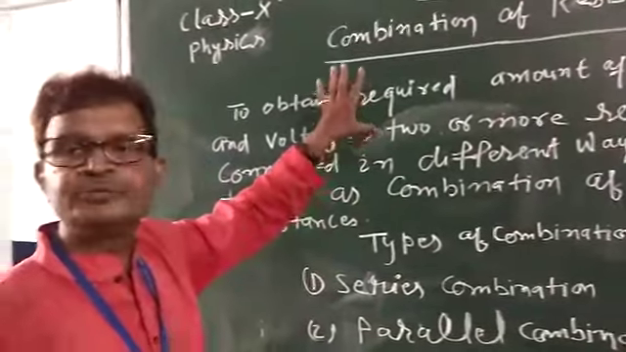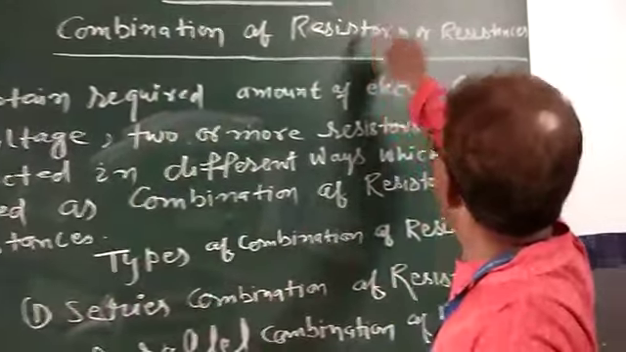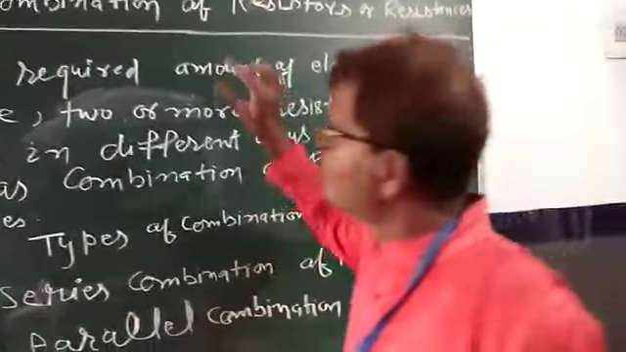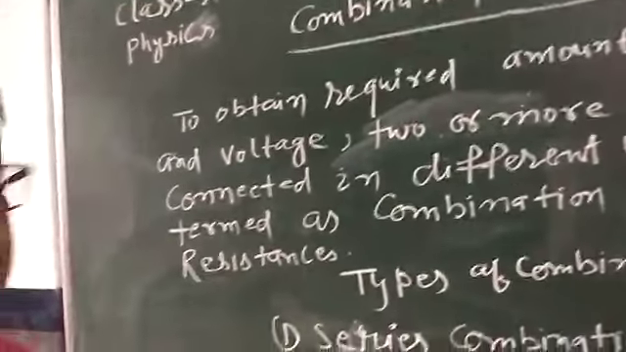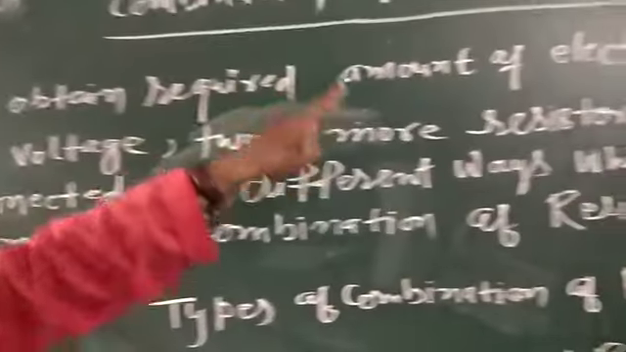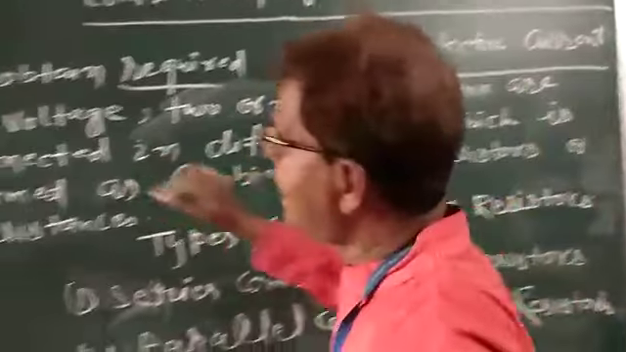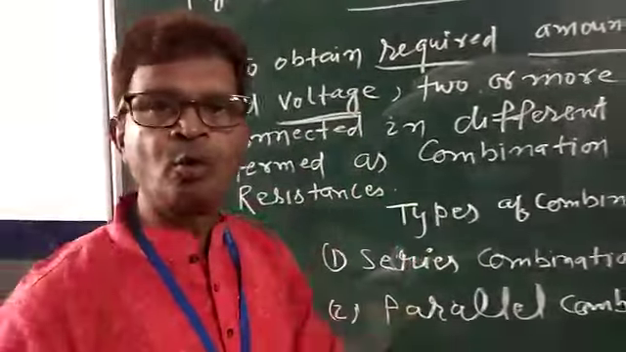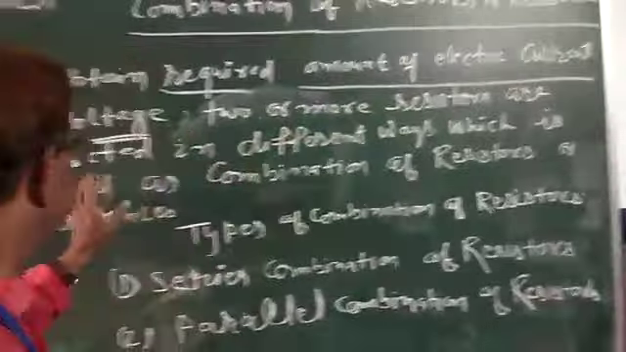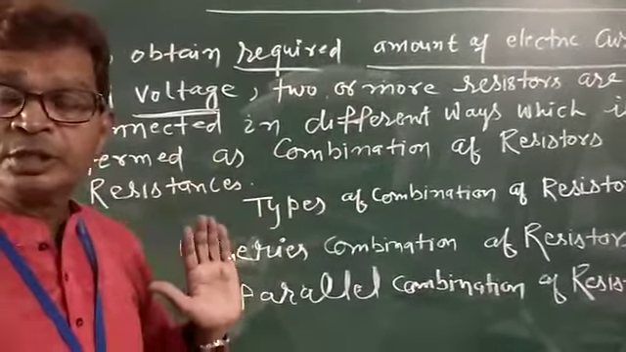At first I would like to define combination of resistors or resistances. Resistors are also said to be resistances. The definition of combination of resistance can be stated as follows: to obtain required amount of electric current and voltage, and voltage means PD, two or more resistors are connected in different ways. Each is termed as combination of resistance.